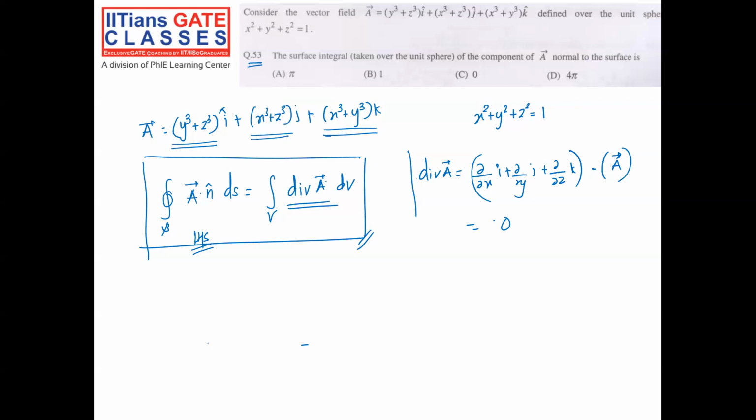And the integration of 0 is 0. Hence, the answer for this question is 0. So option C is correct in this case. What we have done in this problem is just use the Gauss divergence theorem and convert the surface integral into the volume integral, where we calculated the divergence of the given vector and it is 0. Hence, it was very easy to solve.